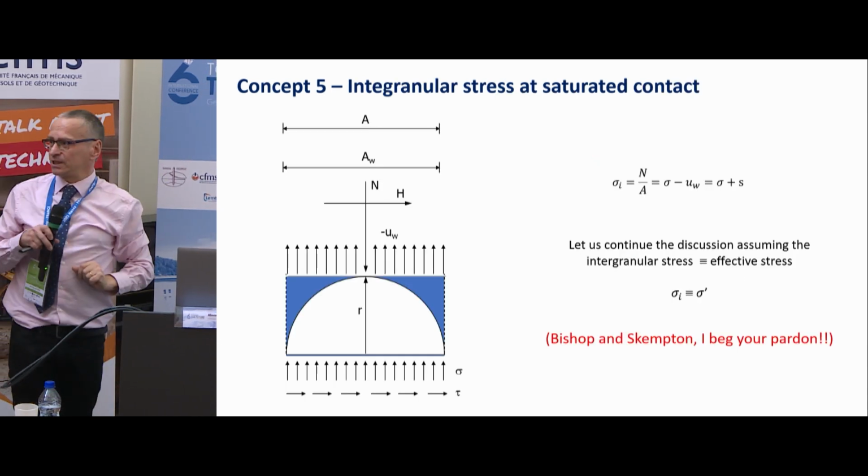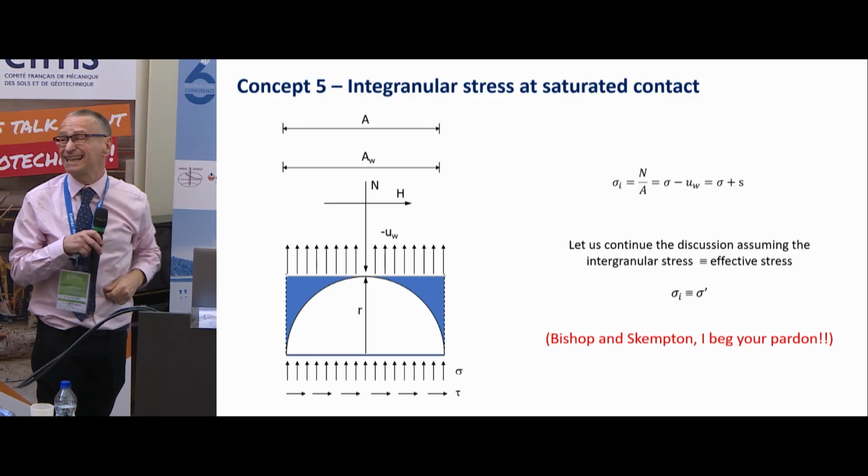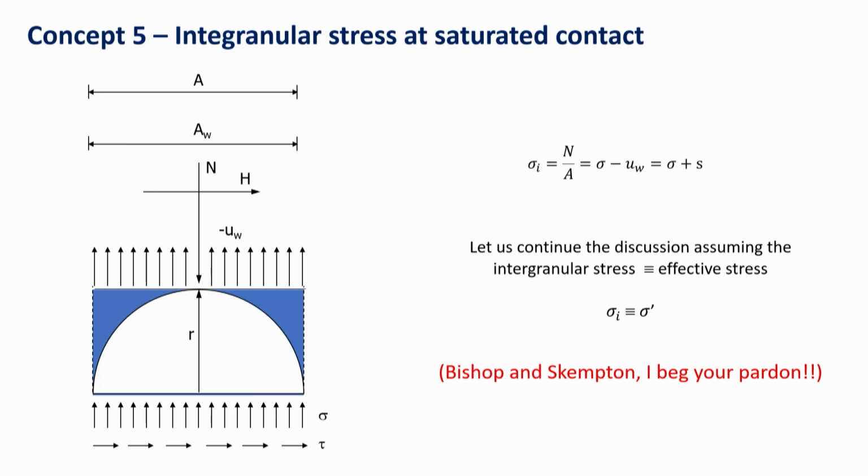Now, let's look at the saturated contact first. Equilibrium. Let's look at the intergranular force N, or intergranular stress. You have the total stress at the bottom, the intergranular force at the top, and then the pore water pressure. If you do equilibrium, you discover that the intergranular stress is equal to either the total stress minus the pore water pressure, or the total stress plus the suction, just changing the sign here. Now, let's continue by making the assumption that intergranular stress is equal to the effective stress.